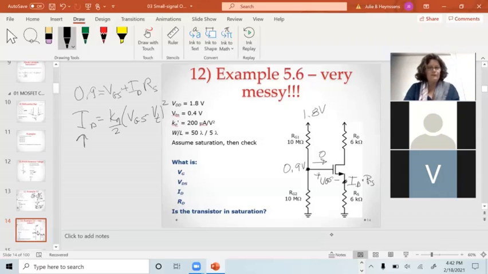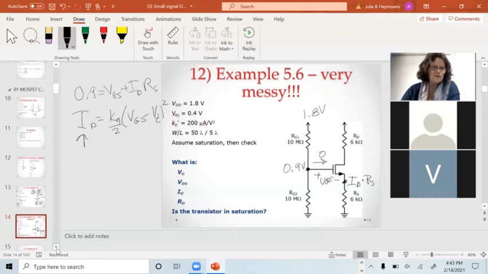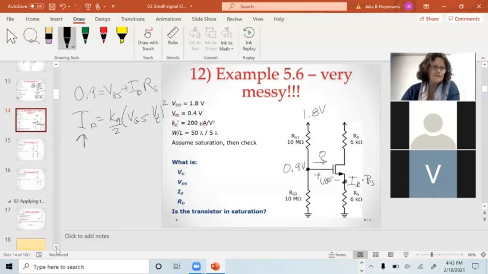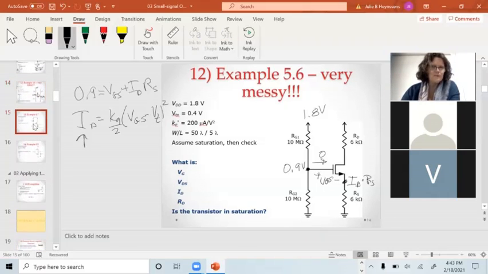Okay, I'm just not going to do that. I hate that. This is the reason why when we do the common source with the source resistor, the math gets a little messier. That's enough of that. It's a really messy example.